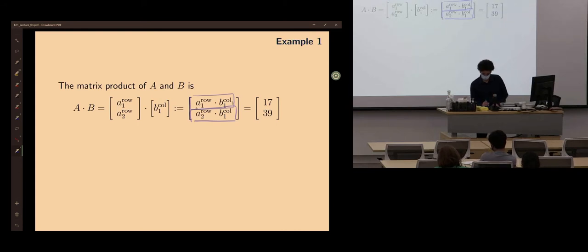Now we calculate each row. It should give us one number. That was the result of multiplying a row vector by a column vector. The first one will give us 17, and the second one 39. So that is the expected 2 by 1 matrix.